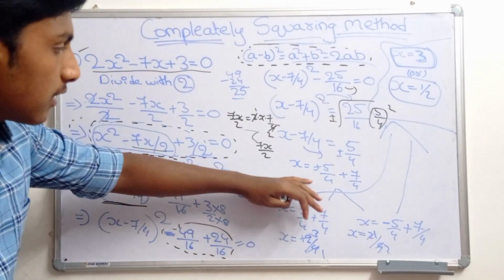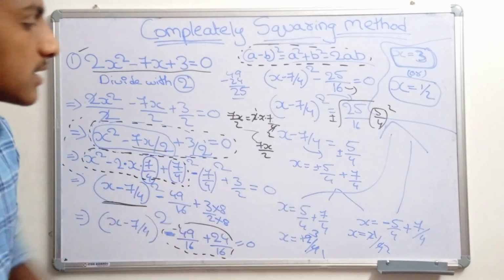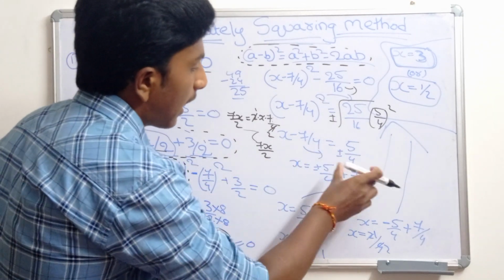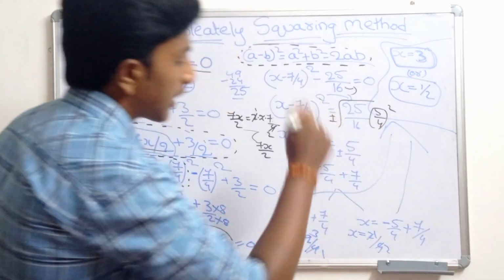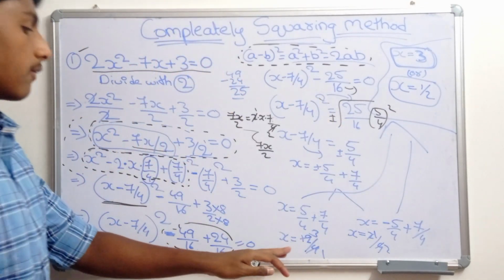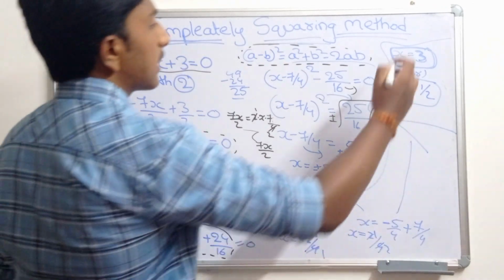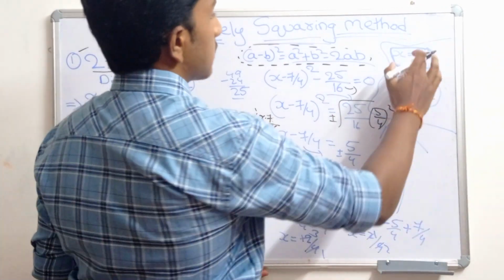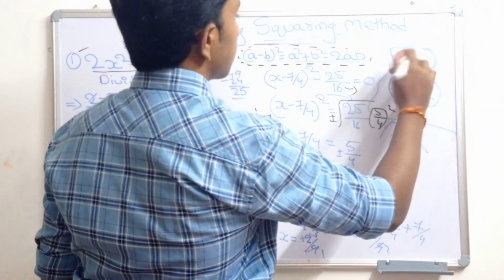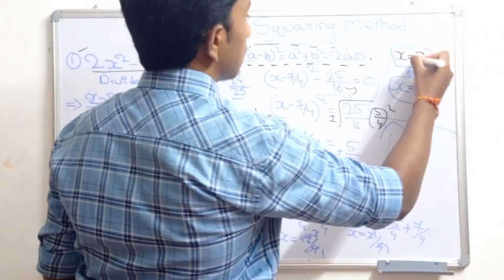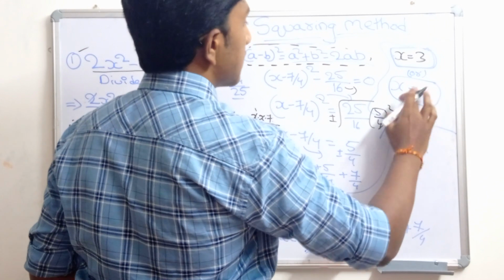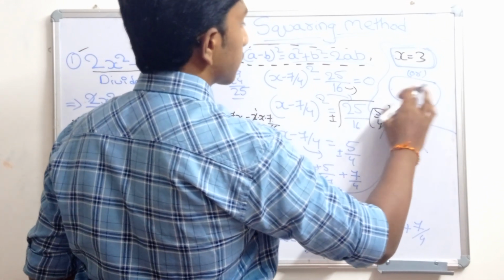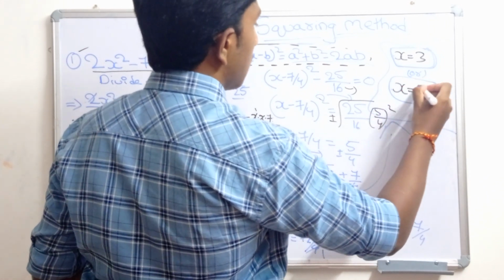So again, as we learned in the factorization method, if plus or minus is given, first take plus and add the given terms, and again go with minus. After doing that calculation, one term we are getting as x is equal to 3, and the next term is x is equal to 1 by 2.